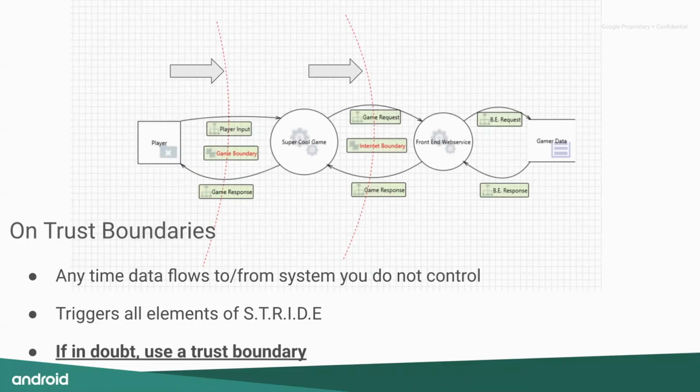But let's talk about those trust boundaries for a second. This seems to be a place where people get caught up debating whether or not there should or shouldn't be a trust boundary on this specific data flow. We use trust boundaries anytime data flows to or from a system we don't control. And if you're ever in doubt, go ahead and use a trust boundary. The result of using a trust boundary will trigger all the elements of STRIDE, which we'll see here in a little bit. But even if it does, maybe that's not a bad thing. Maybe looking at all the threats just means you're more likely to kick up possible threats as you go through this process. And it's just a couple extra acronyms. So if you're ever in doubt, just go ahead and put the trust boundary on there.